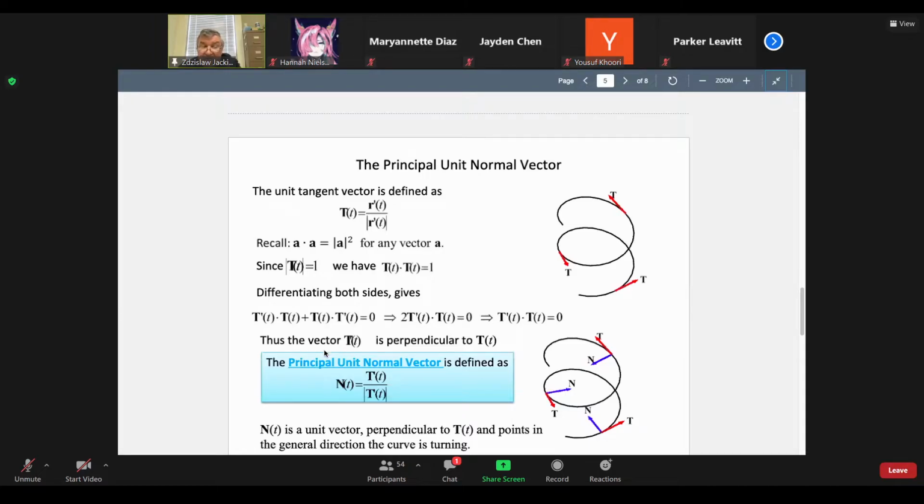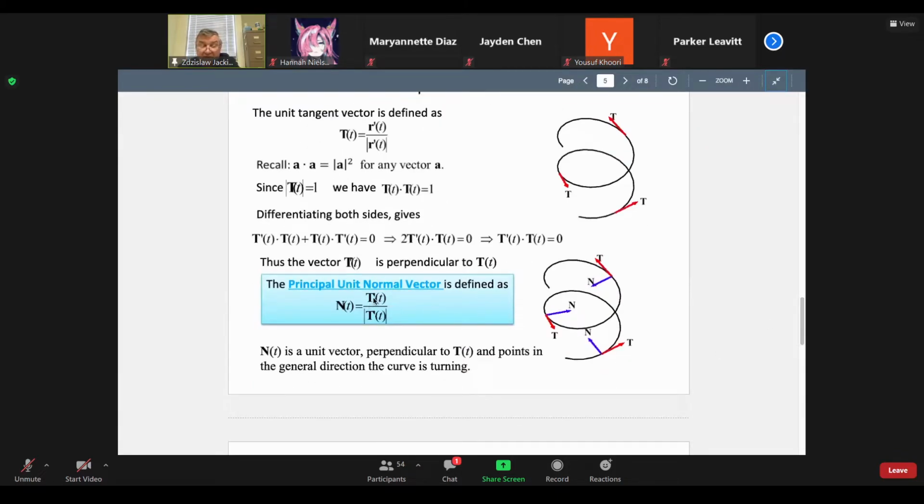So that's the conclusion. The vector T prime, you don't see this prime here. T prime of t is perpendicular to T of t, and so it looks like this. Now, if you divide this T prime of t by the magnitude of T prime of t, that prime is missing. So when you review things here, N of t is T prime of t over the magnitude of T prime of t.